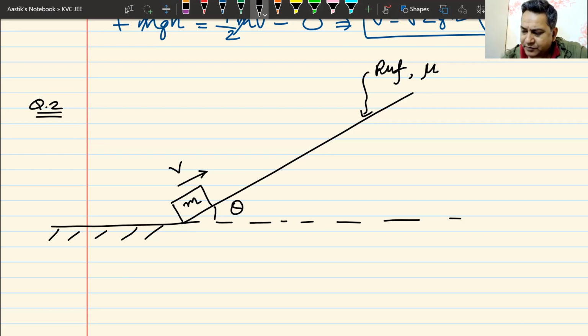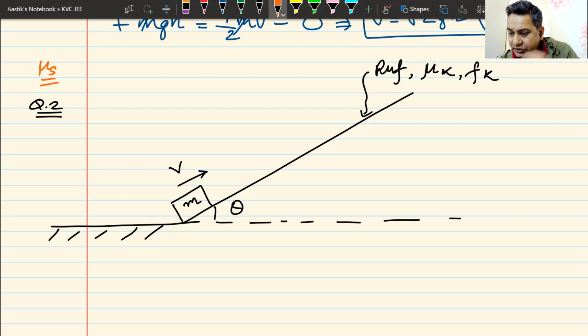Sometimes people get confused between mu k and fk. Mu k is the coefficient of kinetic friction, and fk is the frictional force. Don't get confused between these two terms. Similarly, there are mu k and mu s. Mu k is the coefficient of kinetic friction, and mu s is the coefficient of static friction. You must remember that mu s is always greater than mu k.